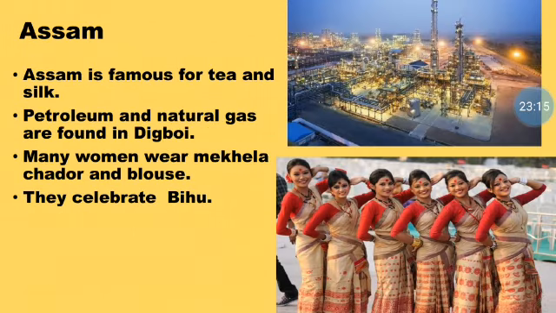Children, moving on to the last state, Assam. Children, Assam is also very famous for tea and silk. Petroleum and natural gas are found in Digboy. Children, Digboy is a place where crude oil was first discovered in the late 19th century, and that's why Digboy is known as the oil city of Assam.